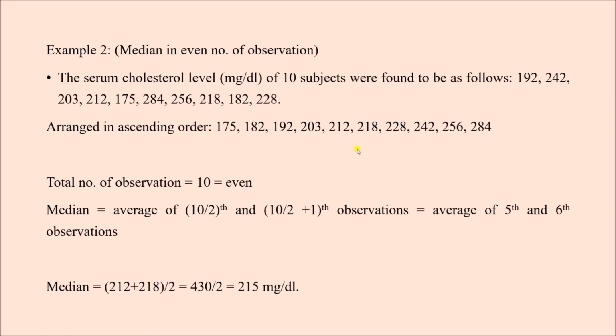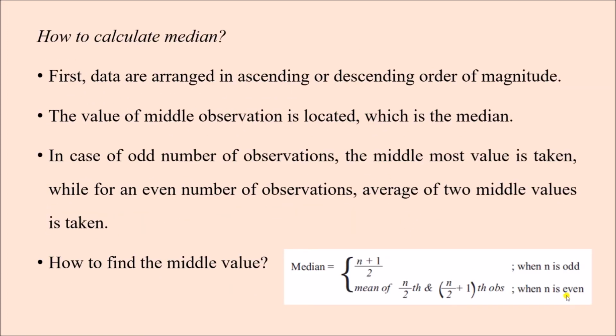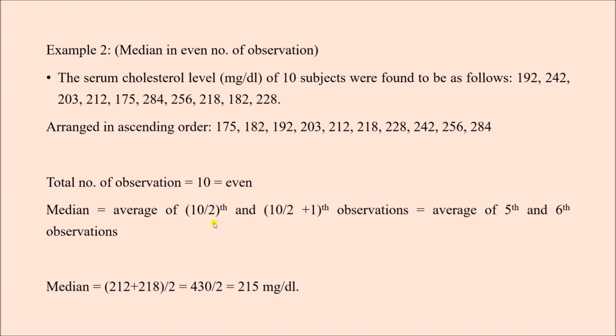Coming back to the second example again. We arranged all the values here in ascending order. Now the total number of observation is 10, which is an even number. So for even number of data we have to follow this formula. We have to find out the n by 2th value and n by 2 plus 1th value. If n is 10 in our example, n by 2 is 5th value, and n by 2 plus 1: 10 by 2 is 5, plus 1 is 6. So 6th value. So we have to find out the 5th and 6th value.